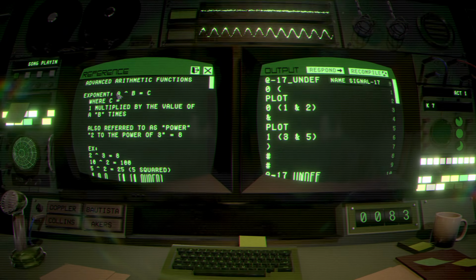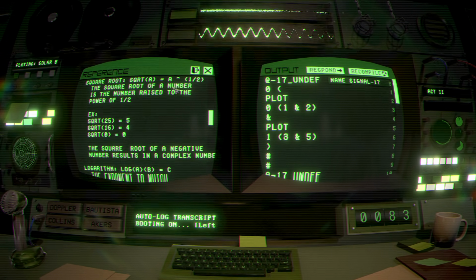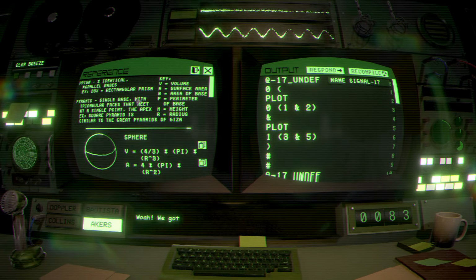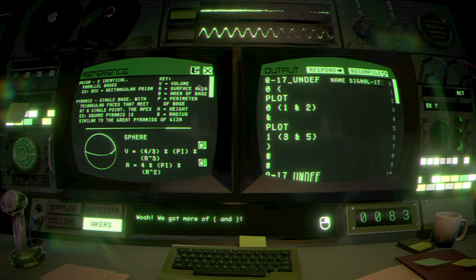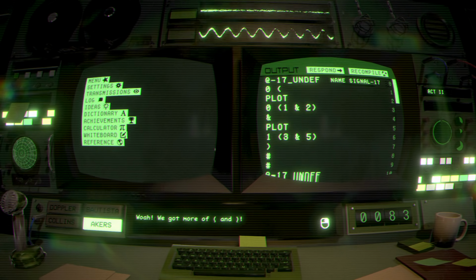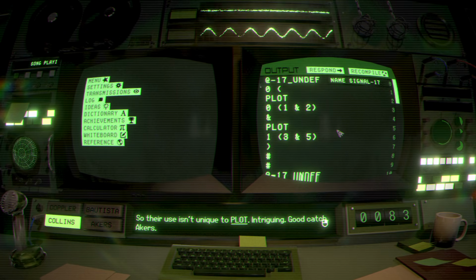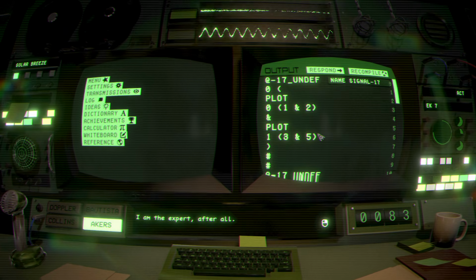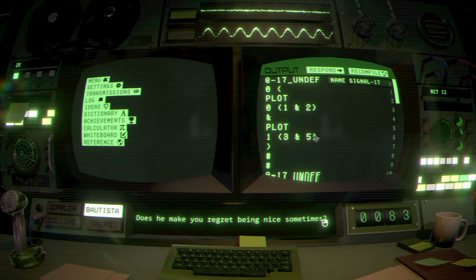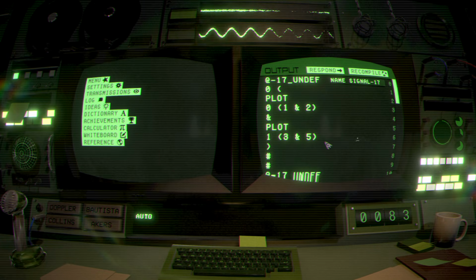So now we can see reference, math references. Ooh, geometry. Wow, okay. This might be a little more interesting than I thought. Okay, whoa. We got more than parentheses. This isn't unique plot in Catch. Well, leave it to me. I am the expert after all. Make you regret being 9 times. Fortunately.